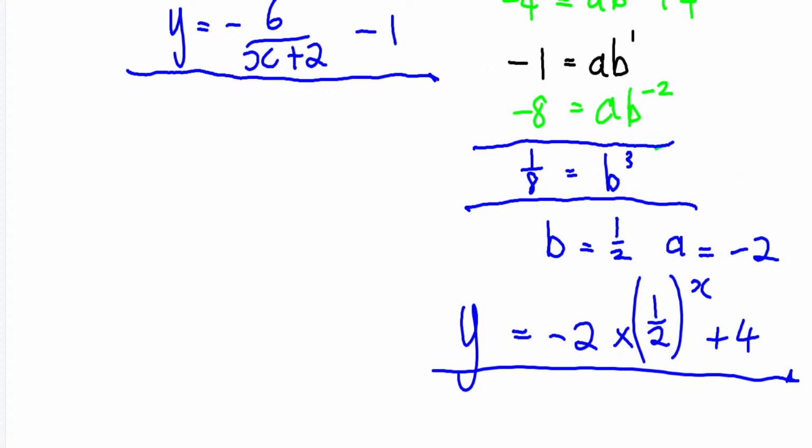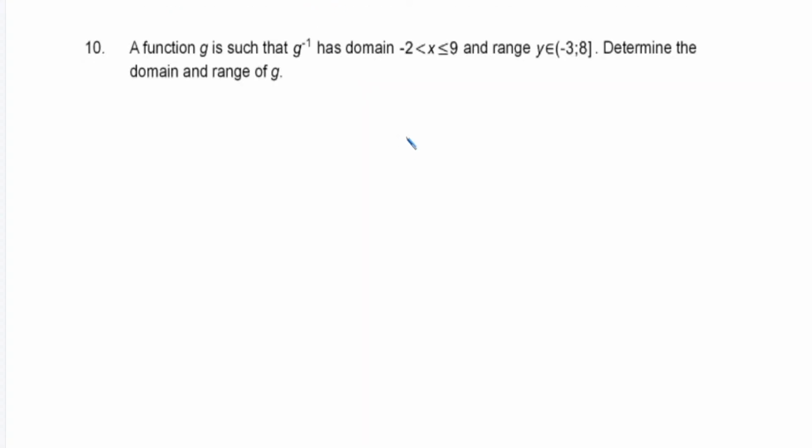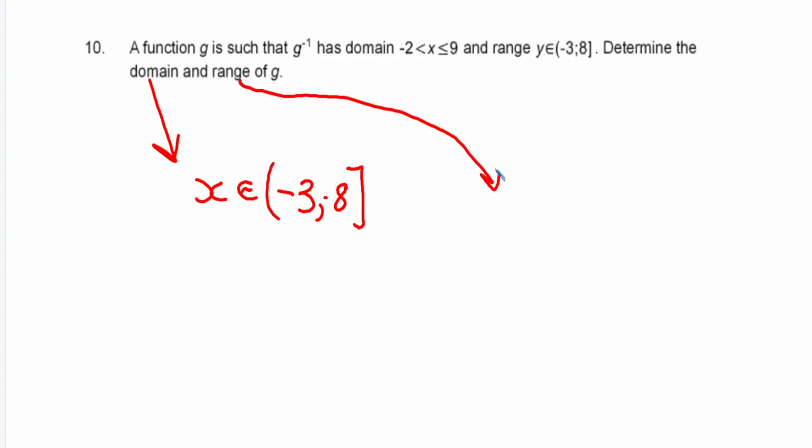Okay, and the very last question, which really just tests something here. We've got a function where the domain of the inverse is that, and the range of the inverse is that. And the question says, what's the domain and the range of the function? Well, remember, domain is always around the x values, right? But the domain of the function will be the range of the inverse. -3, 8. Exactly the same, round bracket, square bracket. The range of the function will be the domain of the inverse, but expressed with a y.